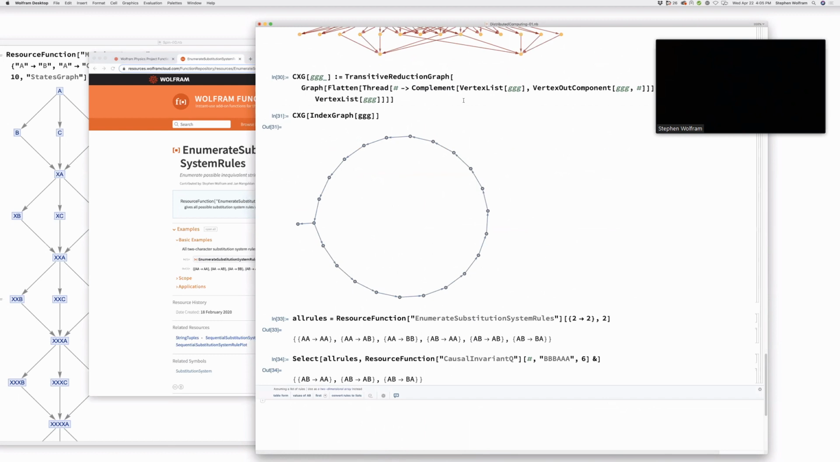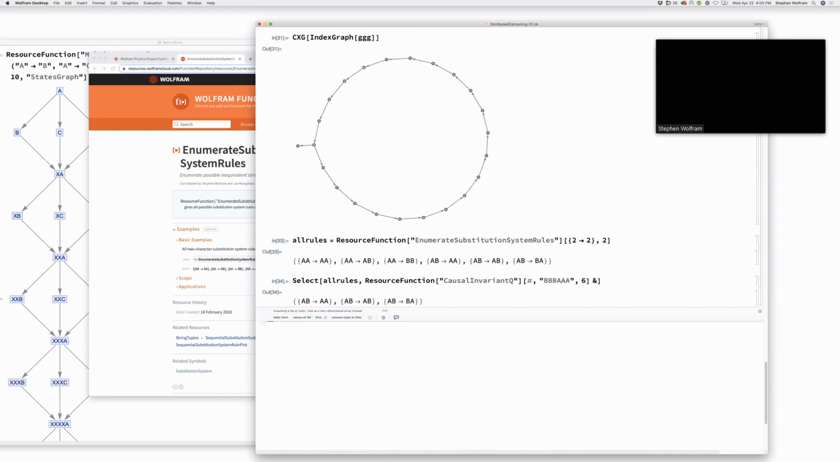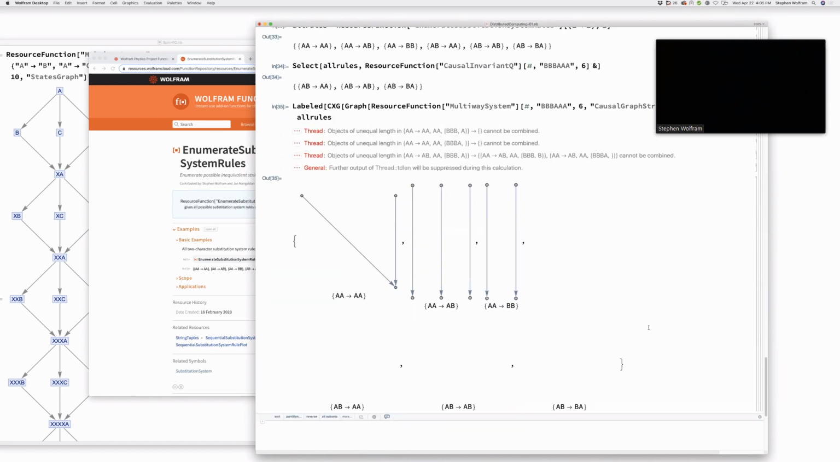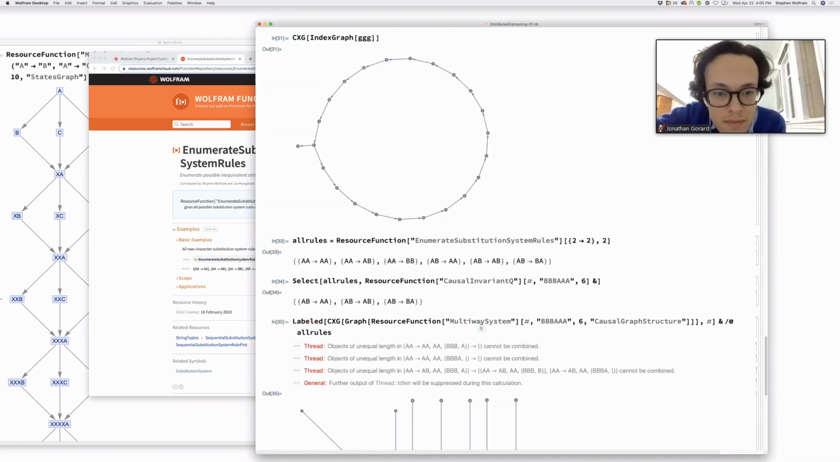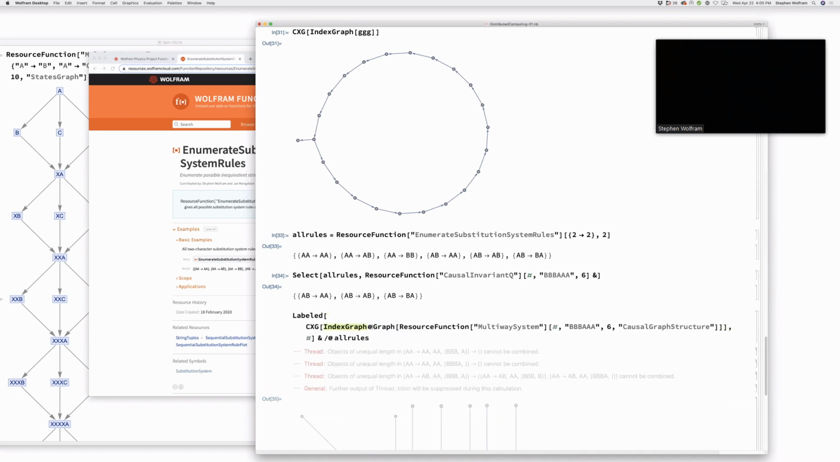Okay, let's compute this creature for each of these rules now. So we've got this, and we're going to make that for each of the rules, and then we're going to do a CXG of that. So we'll map it over this, and we'll do the CXG of this, and we will label the thing with the rule, and we will map that over all rules. What happened here? What did I do? Index graph. Oh, I forgot the index graph. It actually mattered. Okay, CXG graph of index graph of this.